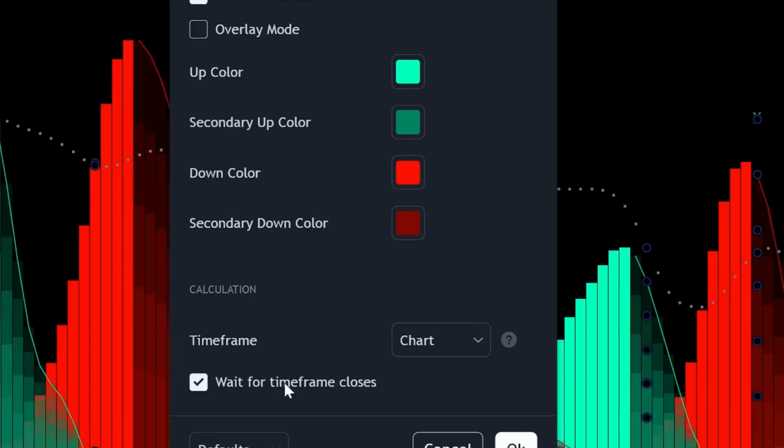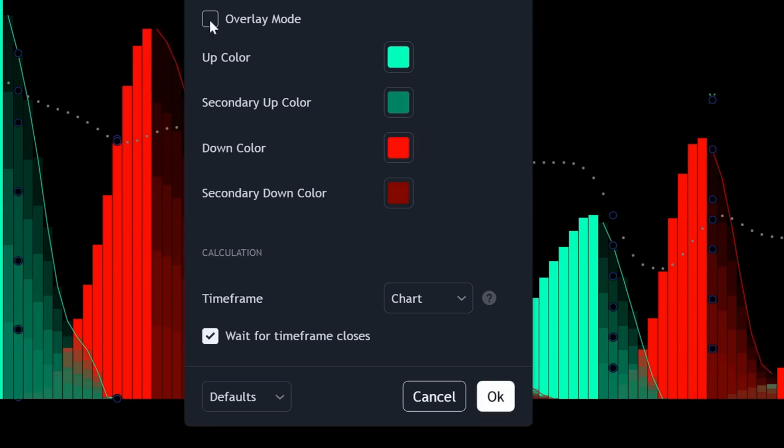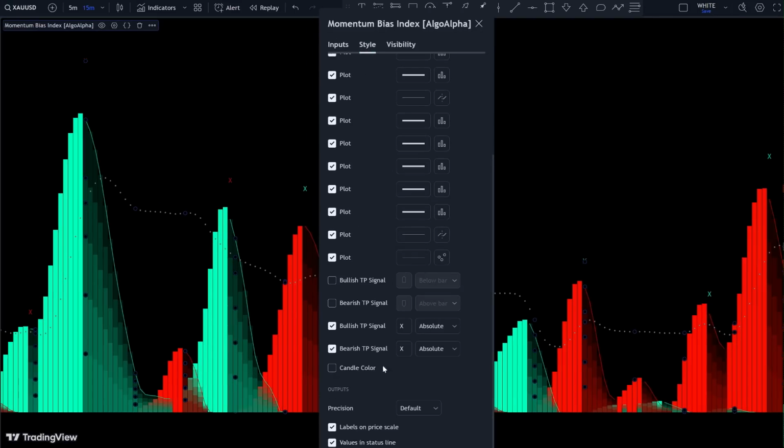Feel free to change the colors you're liking to. Finally, make sure the time frame is set to chart, so it uses the current chart time frame. And there's not much to change in the style section, so we're all set.